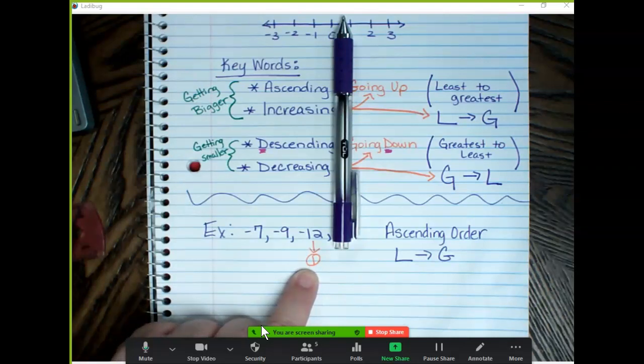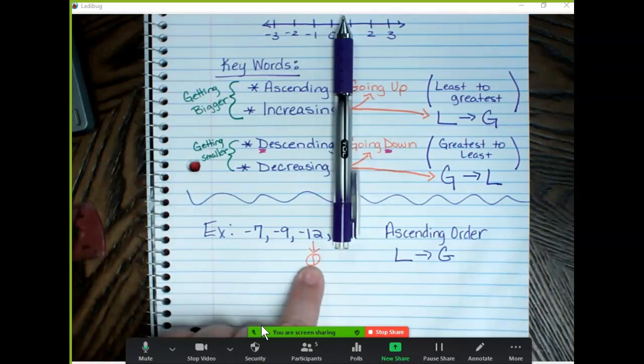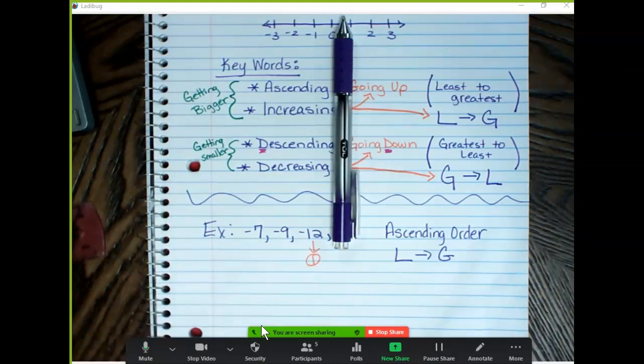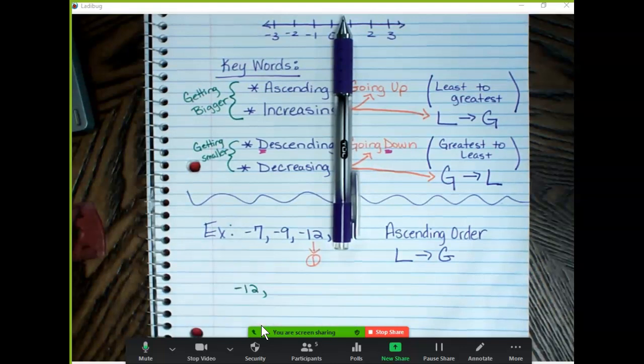Remember when we talked about the bigger the negative, the smaller the value? -12. 12 is a bigger digit than 9 and 7. The bigger the negative, the smaller the value. So it's the smallest value. It's in first place. Could I go ahead and write it down? I sure could. I could write down -12. So there's my first number.